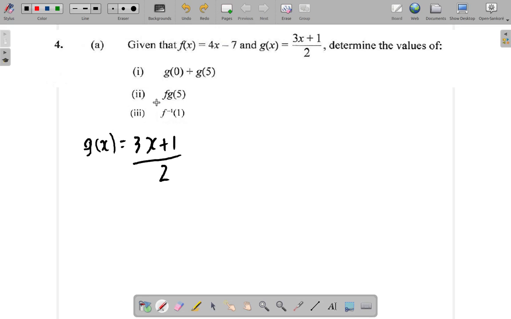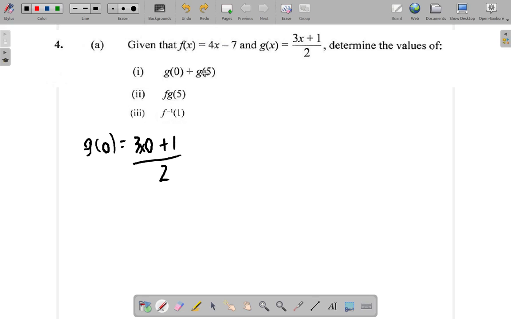But then it says g of 0. So once it says g of 0, I will need to change this x to 0. But remember, it's not 30. 3x means 3 times x. It's just that you don't put the multiplication sign. So 3 of 0 means 3 times 0.